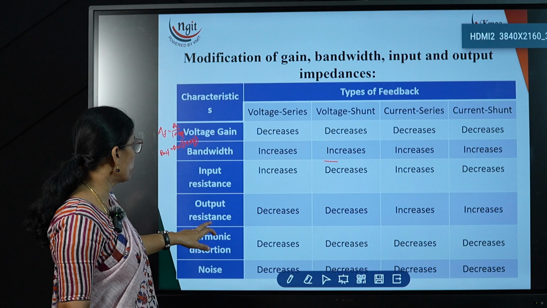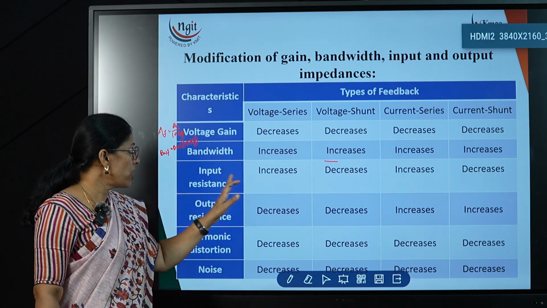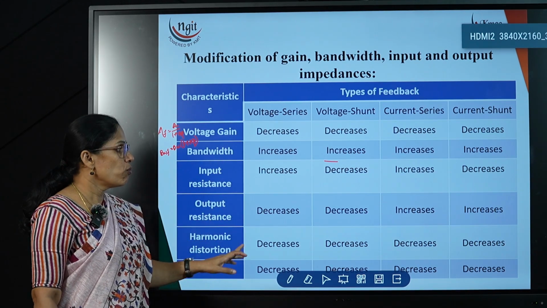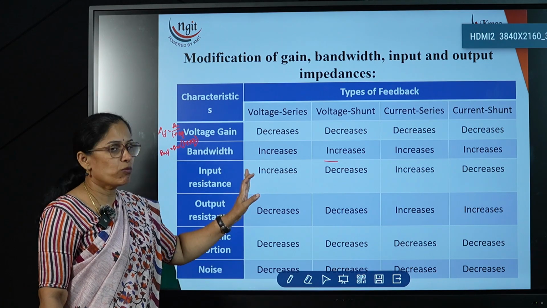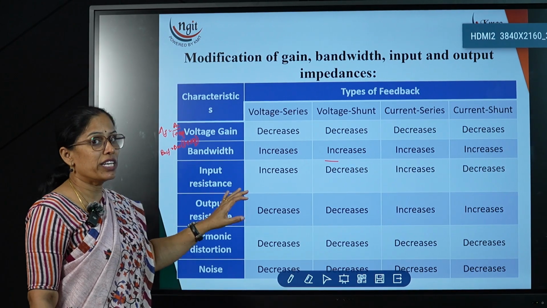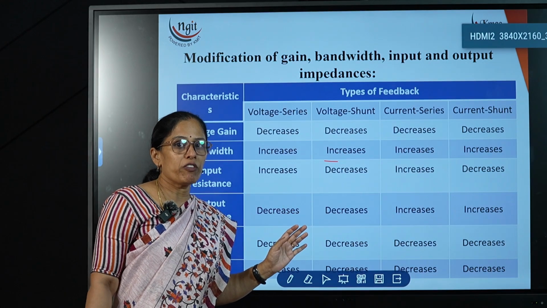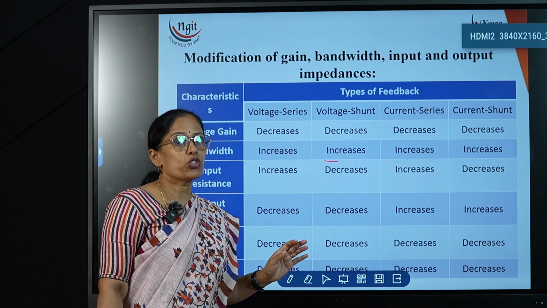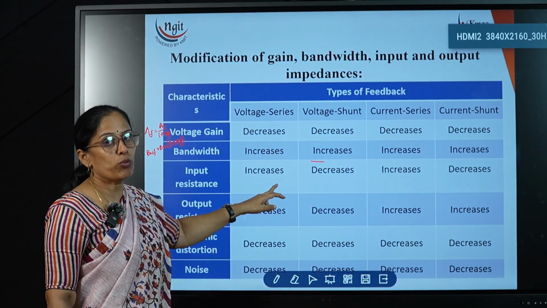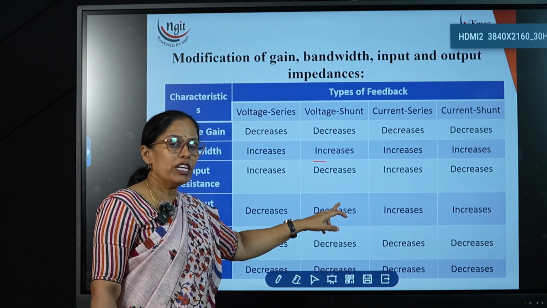Now input resistance and output resistance are different for the different feedback networks. So these we are going to derive in the next session. Now coming to distortion and noise, both will be reduced in all 4 feedback networks. Now coming to input resistance and output resistance, already in the case of amplifiers we have seen that for a voltage amplifier the input resistance should be high. By applying negative feedback, further it will increase, and the output resistance should be low. By making the feedback, further it will reduce.